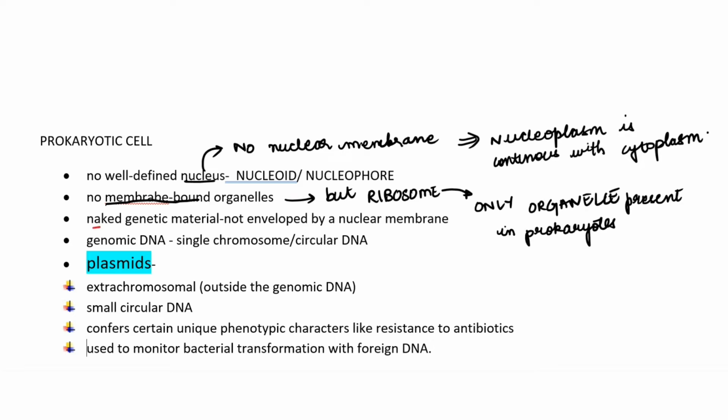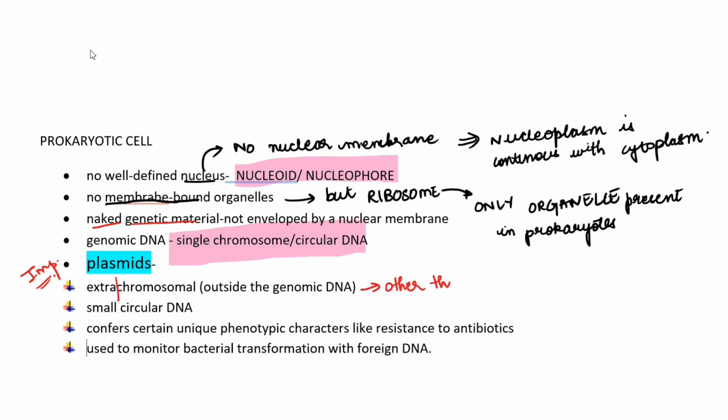Okay. So since nucleus does not have a nuclear envelope, the genetic material is naked, and the genomic DNA is a single chromosome. We saw that there is only one chromosome, and it is circular DNA. Single chromosome, only one chromosome is present, and the DNA is circular. Important. Next, let's talk about plasmids. So these prokaryotic cells have an additional plasmid in them. What is a plasmid? Plasmid is extrachromosomal.